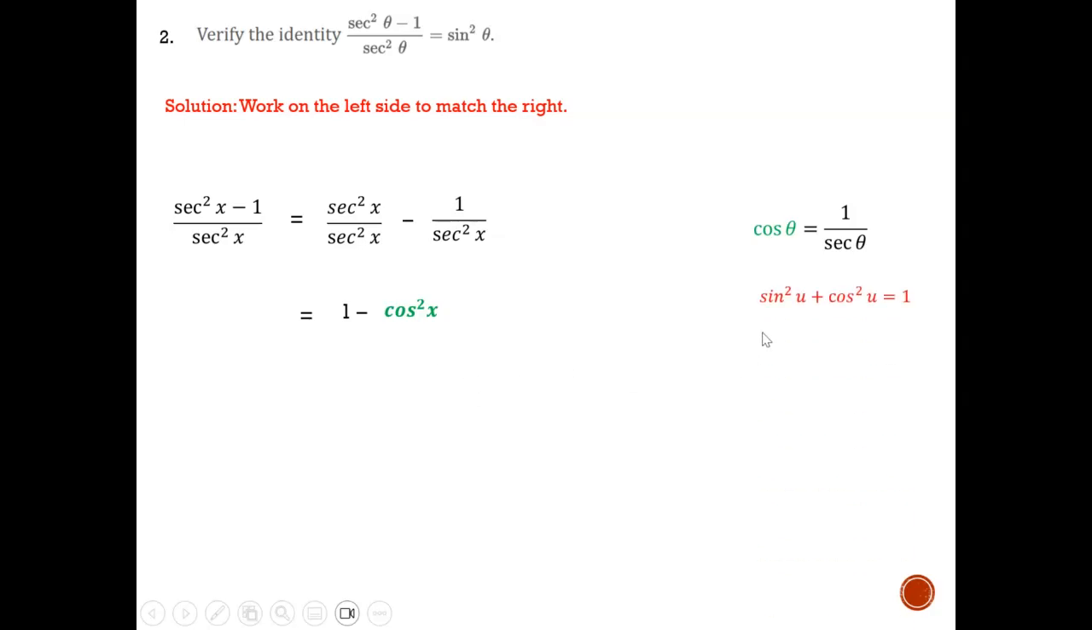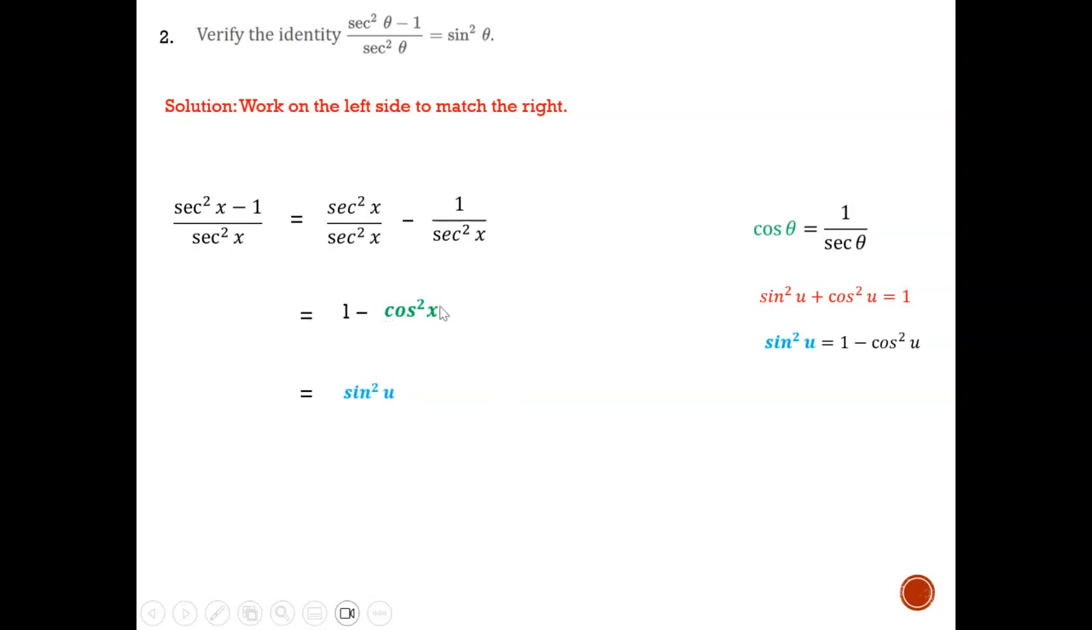So by using the Pythagorean identities, sine squared u plus cosine squared u equals 1, right? We subtract cosine squared u from both sides. We get sine squared u equals 1 minus cosine squared u. You see, guys, so this 1 minus cosine squared x is equal to sine squared x.